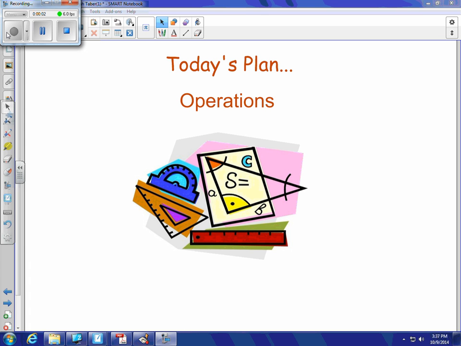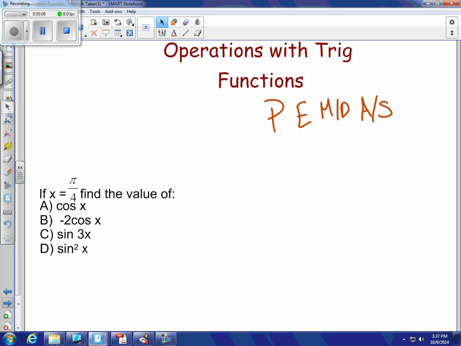Okay, so today's plan is operations with trig functions. Now, if you remember back when you were in elementary school, you learned about PEMDAS, or parentheses, exponents, multiplication, division, addition, subtraction, which was your order of operations, remember? And you read it left to right to figure out which one you do first, multiplication or division, addition or subtraction. Now, our trig functions are going to kind of make that a little funky.